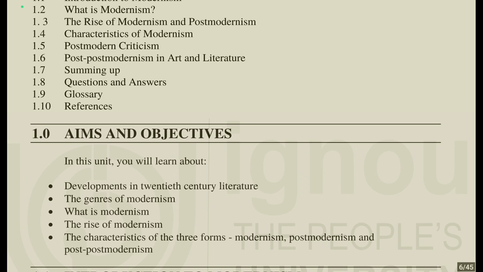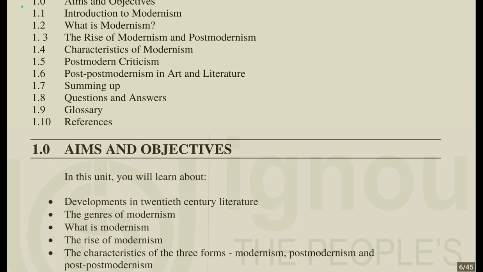Characteristics of modernism. Now, the characteristics of modernism are very important because you need to identify what modernism is, right? You need a particular set of rules or criteria through which you can identify, yes, this qualifies the criteria, so this must be modernism.